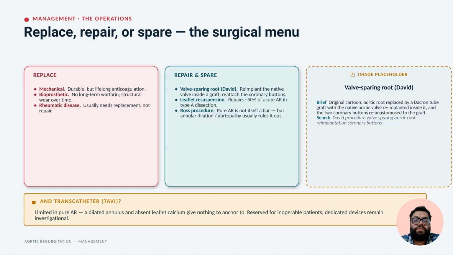The elegant middle ground is to keep the patient's own valve. In the David or valve sparing root operation shown in the placeholder, the surgeon replaces the dilated root with a fabric graft and reimplants the native valve inside it, sewing the coronary buttons back on. It is the procedure of choice when the leaflets are good but the root is aneurysmal. In acute type A dissection, roughly half of the regurgitant valves can simply be resuspended. The Ross procedure remains an option in selected younger patients. And transcatheter replacement, so transformative in stenosis, is largely stuck at the door in pure regurgitation because there is no calcium and a wide annulus, nothing for the device to grip.